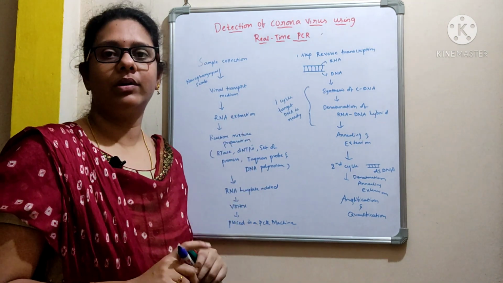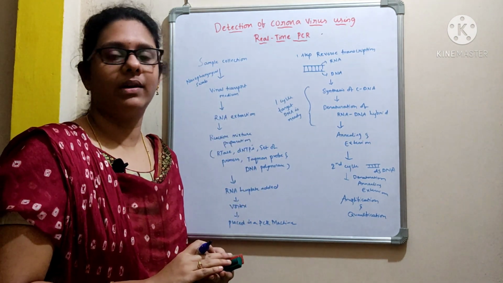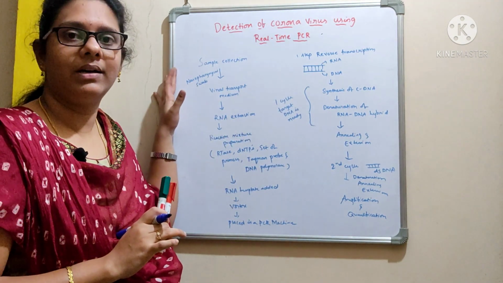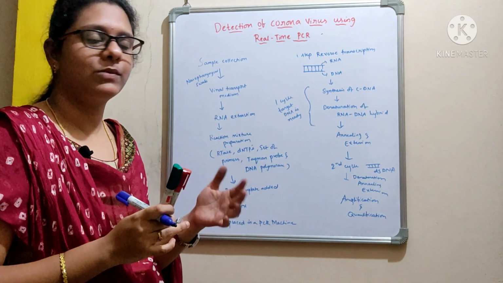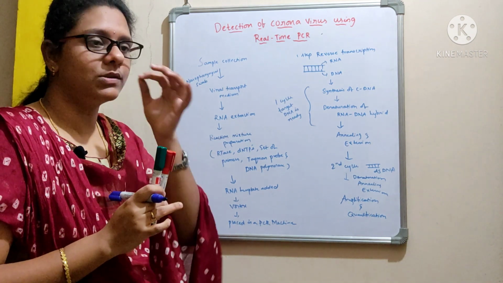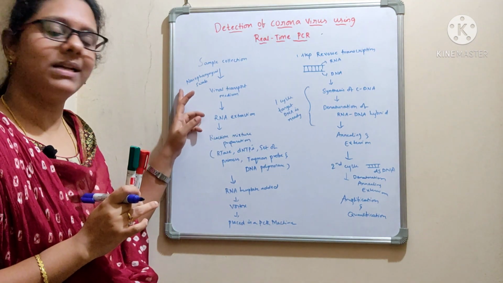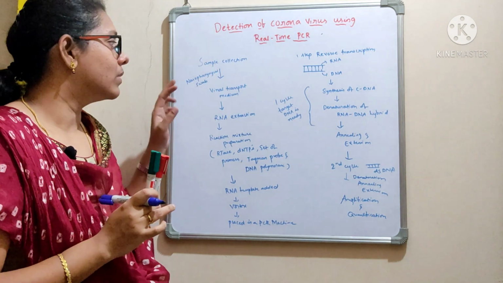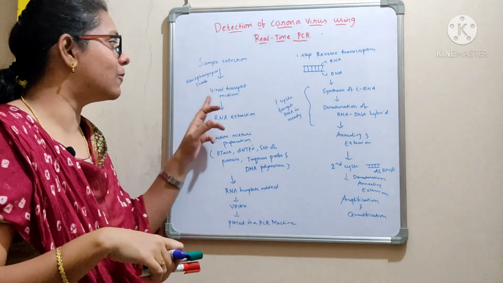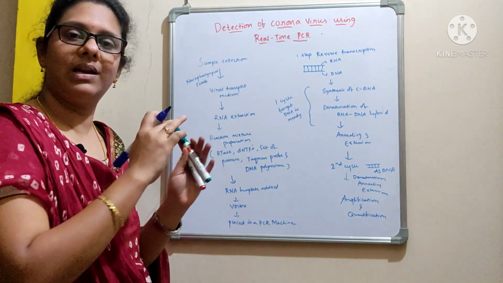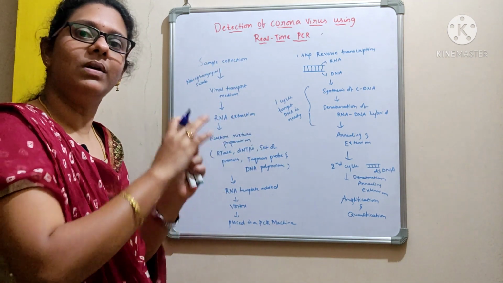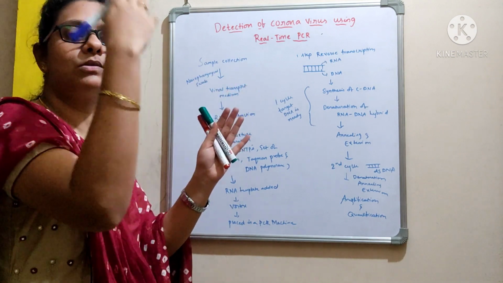Now let's look into the protocol of how we detect the coronavirus using this real-time PCR method. The first step is we need to collect a sample. There will be a sterile swab, and with the help of that sterile swab we collect the secretions from the nose. That is called a nasopharyngeal swab. Once we are ready with this swab, it is dipped into a tube containing viral transport medium. Sometimes the collection centers are far away from the lab, so in those cases we need to transfer the clinical specimens to the lab.